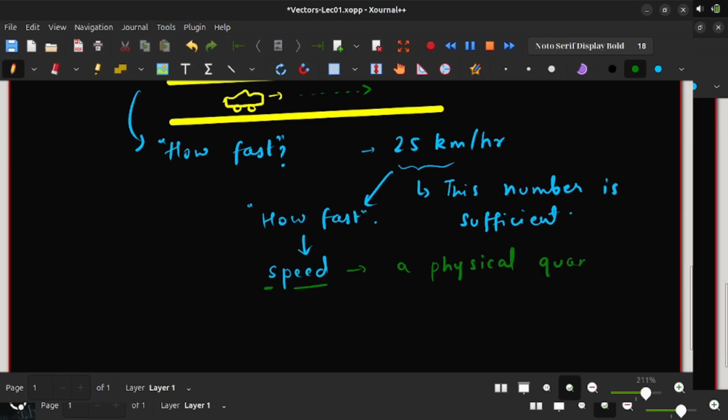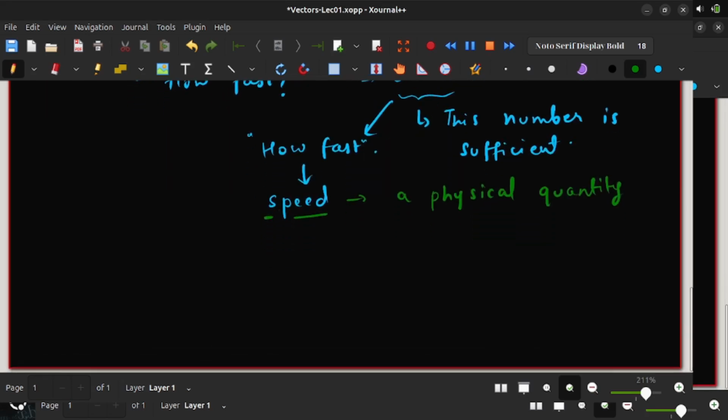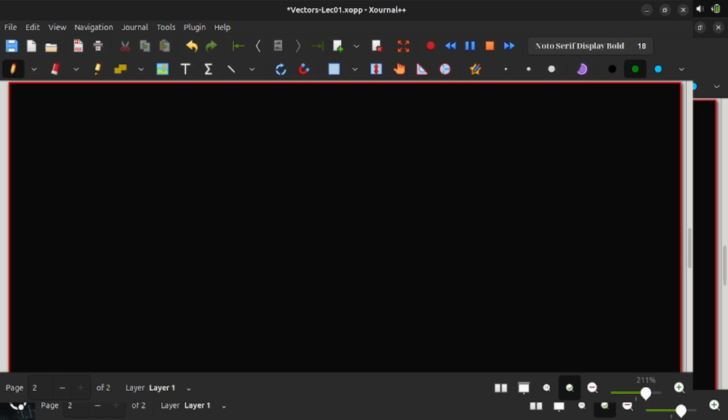Okay, and this was case 1. Scenario 1, or let's say case 1. Okay, let's consider one more case. And the second case is something like this. Case 2 is something like this.